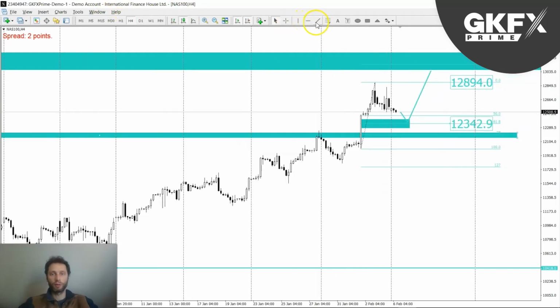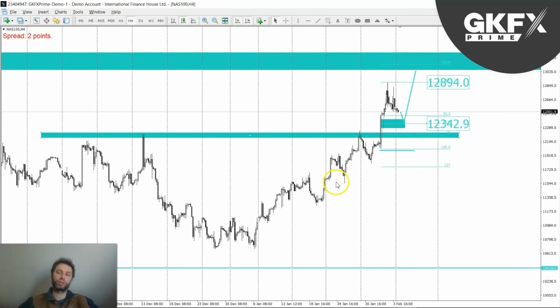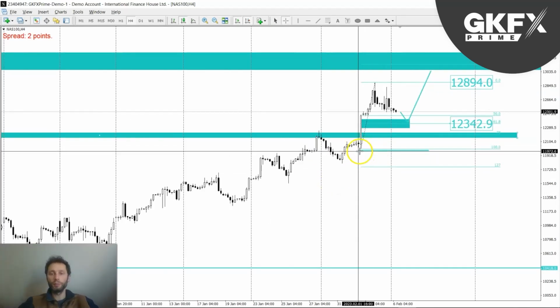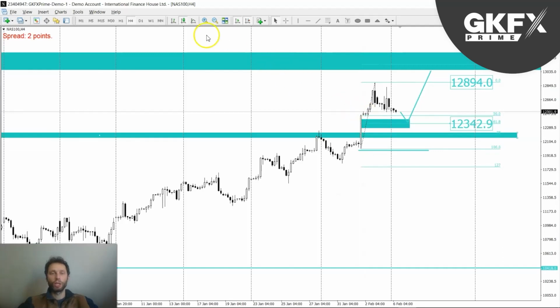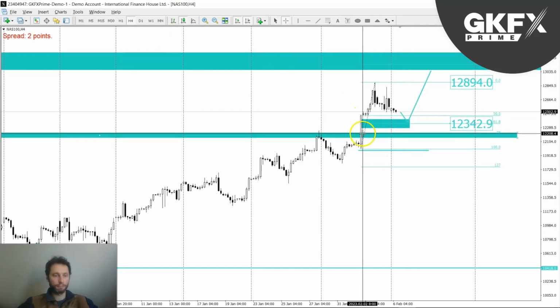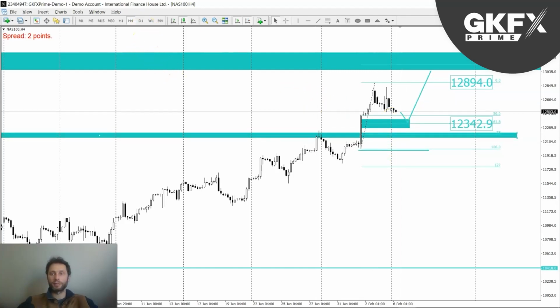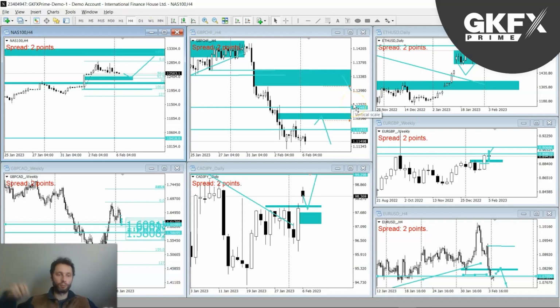Just go to the 4 hour. I'll mark for you the area where I'm no longer interested in, which would be here. So if price breaks below here, then that will be a break of structure. And because this is where we moved away from sharply last week, I think this was FOMC, if we go back down below, then I will have to reassess the entire scenario.